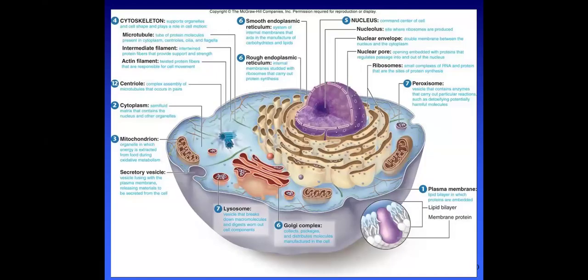So here we can see a detailed structure of the human cell. We can see here this white line on the outside. This is actually the cell membrane, also known as the plasma membrane, which is the lipid bilayer in which the proteins are embedded, which we have discussed.